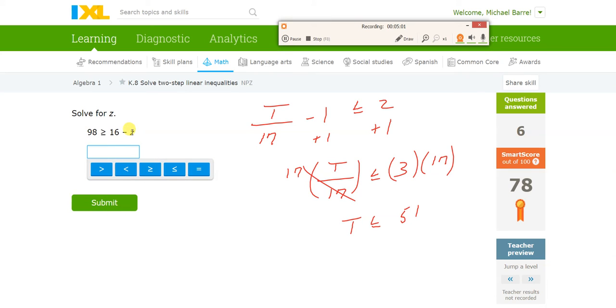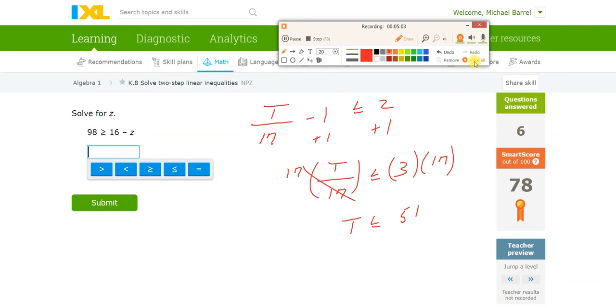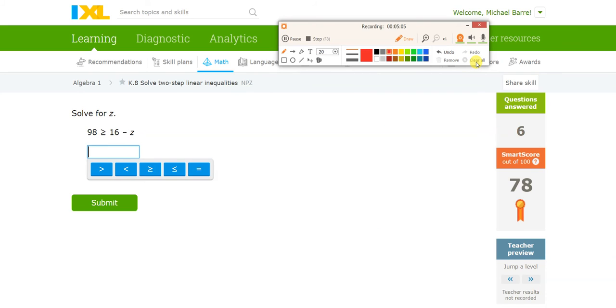Nothing crazy here. It will require a flip and a flop. 98 greater than or equal to 16 minus z, subtracting 16 from both sides. It's going to take me to 72? No. 82? Let me just check that. Yeah, that takes me to an 82. Good. And now dividing both sides by a -1.